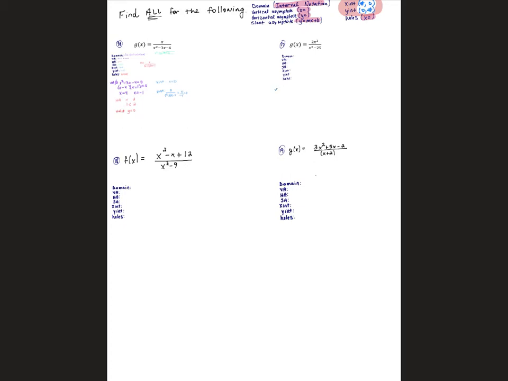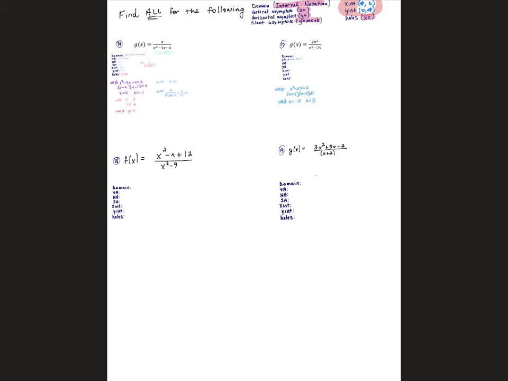All right, moving along, we're going to do the exact same thing here. Remember, domain and vertical asymptotes go hand in hand. So I'm going to set the denominator equal to 0. X squared minus 25 equals 0. (x plus 5)(x minus 5) equals 0. So I have vertical asymptotes at x equals negative 5 and x equals positive 5.